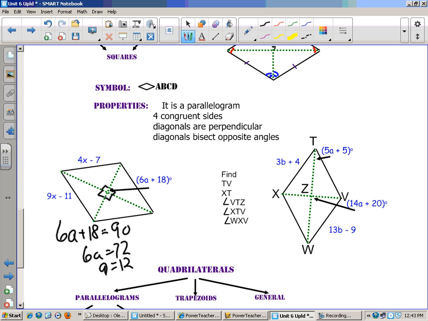Okay, how about solving for x? What do we know about those sides? They're equal. All the sides of a rhombus are equal. So wouldn't it have mattered where I wrote that? They're all equal. So I set 9x minus 11 equal to 4x minus 7. Let's see, subtract the 4x, add the 11, and I get 5x equals 4. Divide both sides by 5, and I get x is equal to 4/5. Okay?